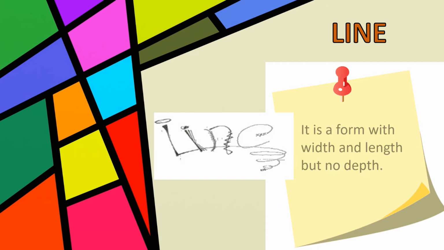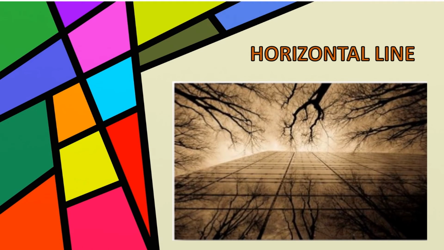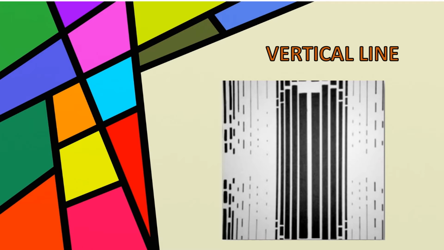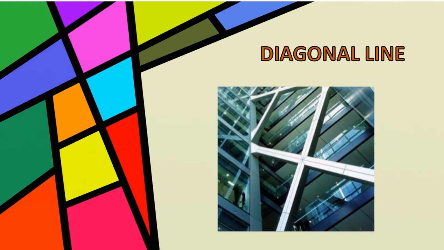Next basic element is the line. It is a form with width and length. We have different categories of lines. First is the horizontal line, which is calm and quiet. Next is the vertical line, which suggests more of the potential for movement. Next is the diagonal line.